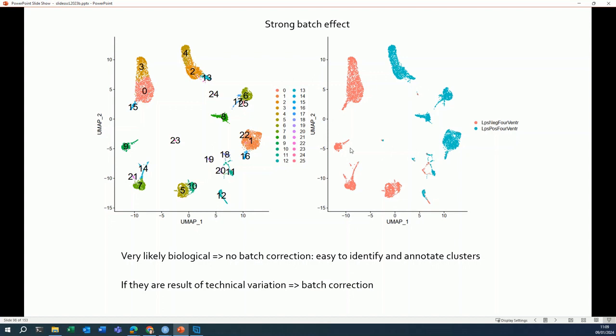However, this is an example that I got from one of my colleagues, and this is an example where this batch effect that we think we see is completely biological. So the two samples are so different that they behave very differently, and this is really biological differences that we're looking at. So we don't do a batch correction in that case.